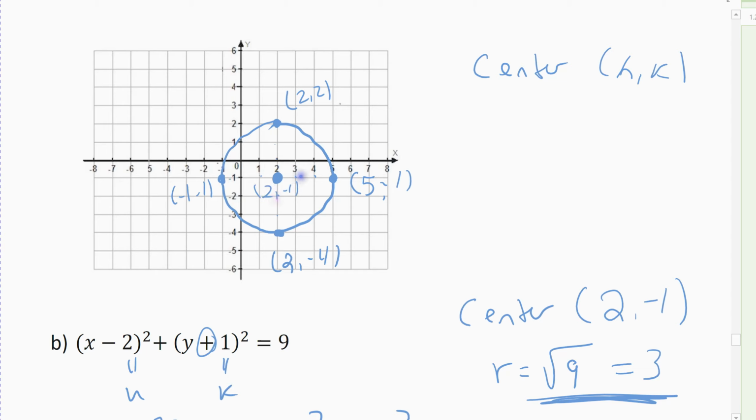That's (2, negative 1). The radius is 3. Every single point on this curve is 3 units away from that center, and I use that to graph it. There is a distance of 3 units from the center to any point on that curve.